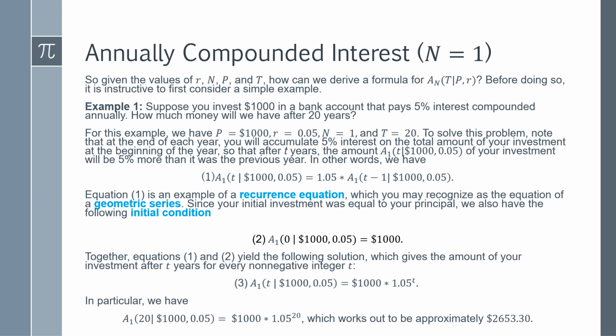To solve this problem, note that at the end of each year, you will accumulate 5% interest on the total amount of your investment at the beginning of the year, so that after T years, the amount A sub 1 of T of your investment will be 5% more than it was the previous year. In other words, we have equation 1, which says A sub 1 of T is 1.05 times A sub 1 of T minus 1.